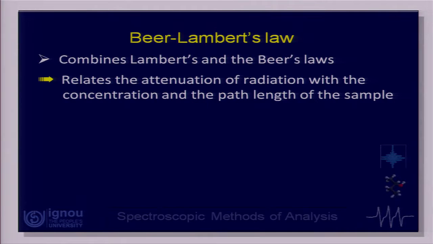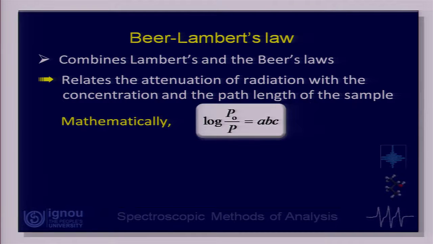And the Beer-Lambert law can be seen, as I mentioned, as a combination of Lambert's and Beer's laws. It relates the attenuation, which basically means the decrease, the absorption, the decrease in the intensity of the radiation, with the concentration and the path length of the sample. We will not get into details of that. We can just straight away say that the expression is log of P naught by P equal to ABC.